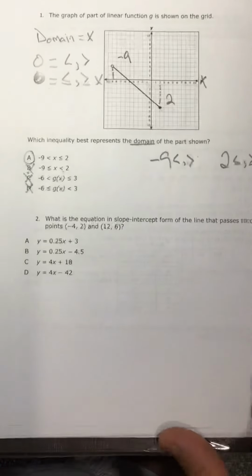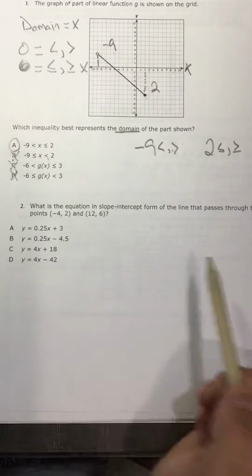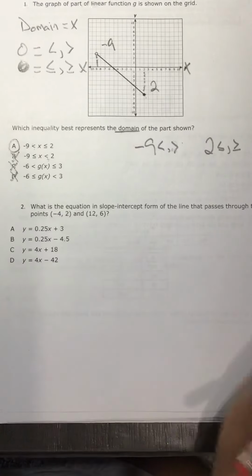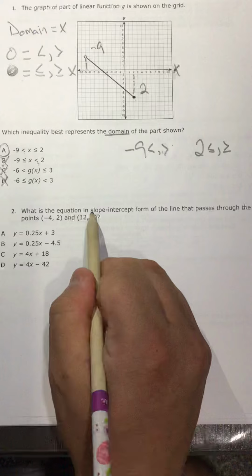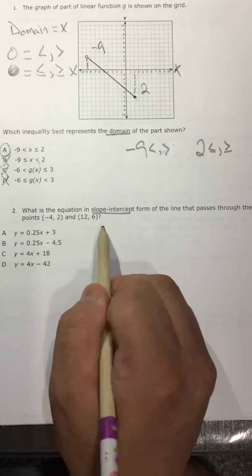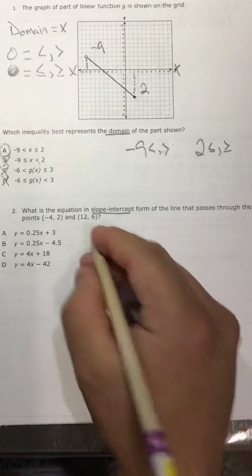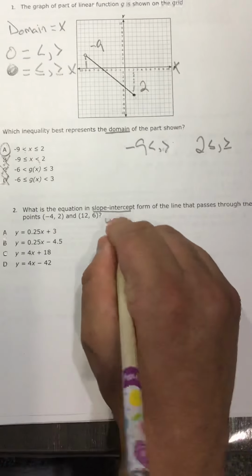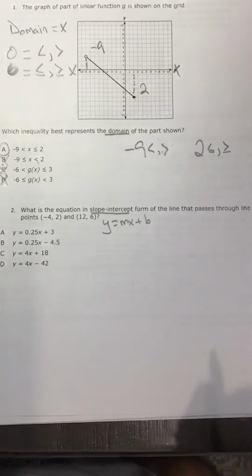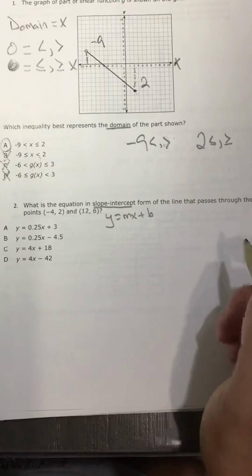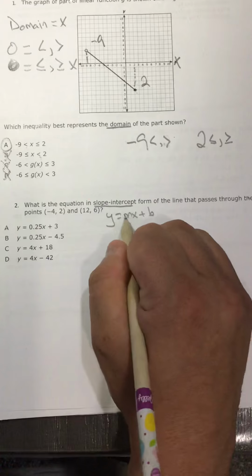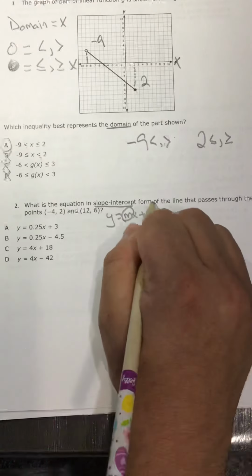Question number 2. What is the equation in slope-intercept form of a line that passes through points -4, 2 and 12, 6? En español, queremos saber el slope-intercept de una línea que pasa por los puntos -4, 2 y 12, 6. Tienen que saber primero que slope-intercept viene siendo y equals mx plus b. También tienen que saber que poniendo una respuesta en slope-intercept hay que encontrar m, hay que encontrar b.